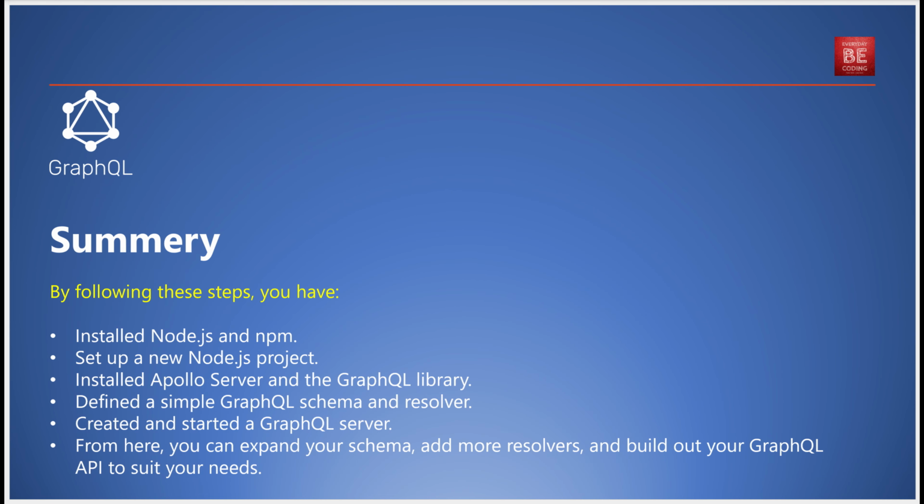In summary, you've installed Node.js and npm, set up a new Node.js project, installed Apollo server and GraphQL, defined a simple GraphQL schema and resolver, and started your GraphQL server. From this foundation, you can expand your schema, add more resolvers, and further develop your GraphQL API to meet your needs. This approach not only streamlines the development process, but also enhances the flexibility and efficiency of data retrieval for client applications. With Apollo server and GraphQL, the future of API development is in your hands. Happy coding!